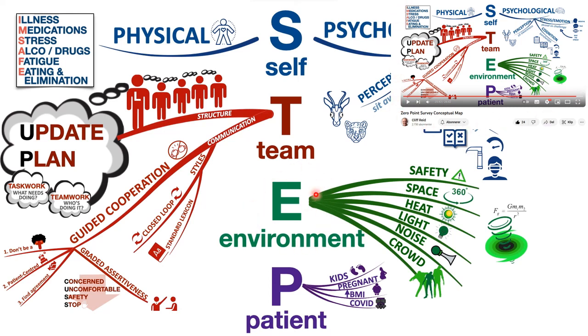The environment is really important as well, and sometimes it's called equipment as well. So of course you want to crowd control the environment, but also you want to check the equipment so that it's working. For instance, if you have someone seizing coming in, you want to already be thinking, if they've already gotten their two doses of midazolam or similar benzodiazepines, then you want them to already draw up Keppra or levetiracetam.